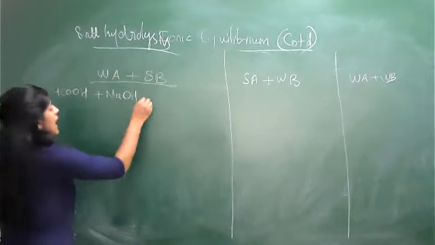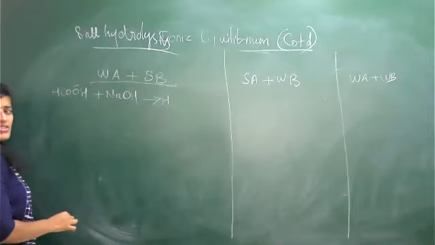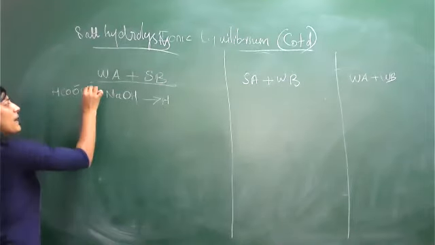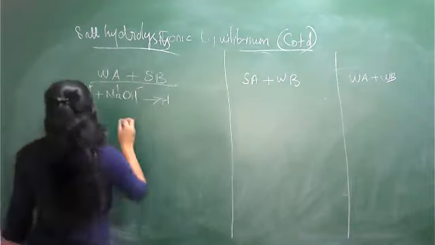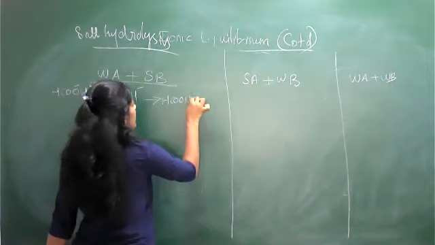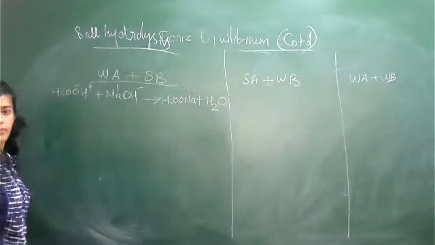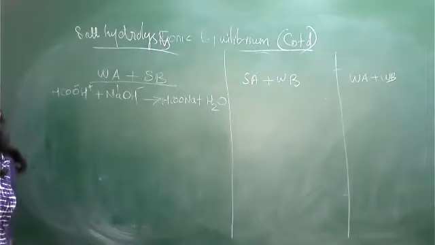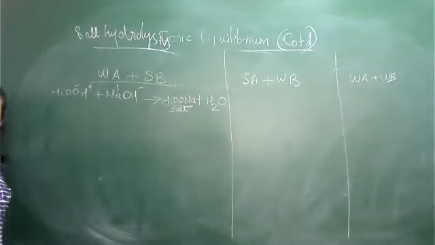Then what about the salt formed? This is the degree of dissociation. So dissociation forms HCOO minus, H plus, Na plus, OH minus. Okay. So what happens? HCOONa plus H2O. Salt plus water is formed every time. So this is the salt. Clear?